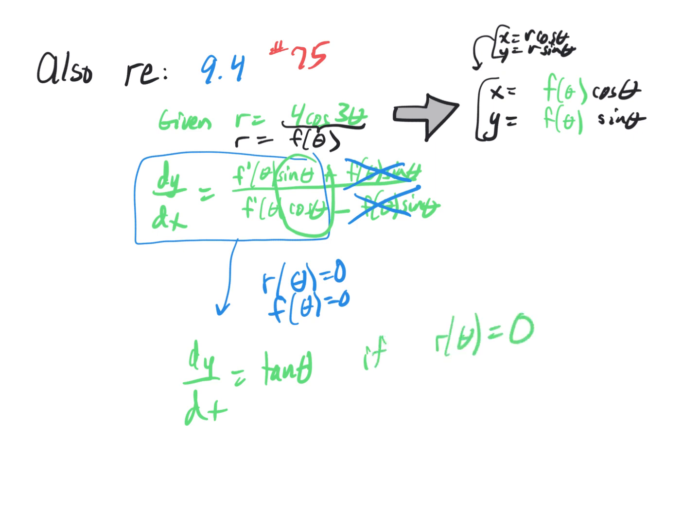if you're going through the pole. So this is just another explanation using our derivative formula for parametrics, for polars. It's another explanation of why when we go through the pole, when your r is 0, the slope of the tangent line at that point will be tangent of theta, and the equation of that tangent line will just be y equals tangent of theta, the slope, times x.